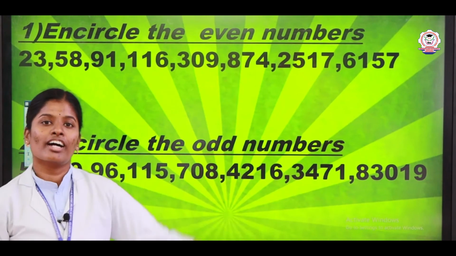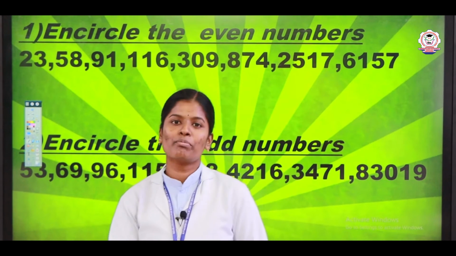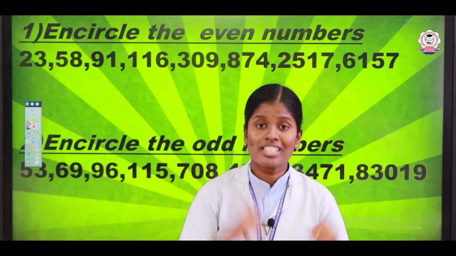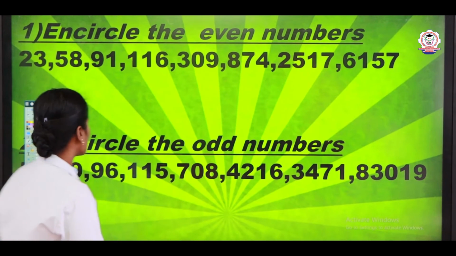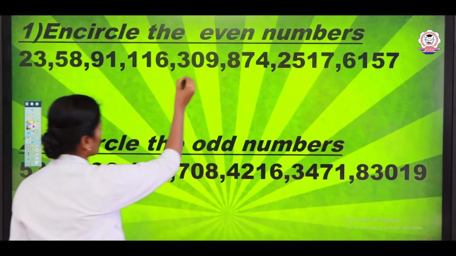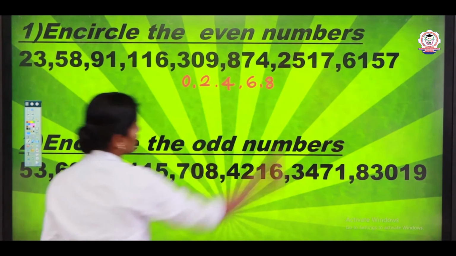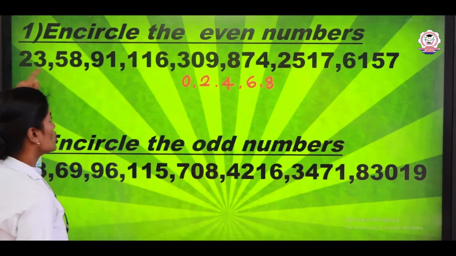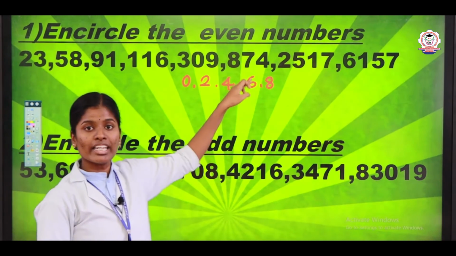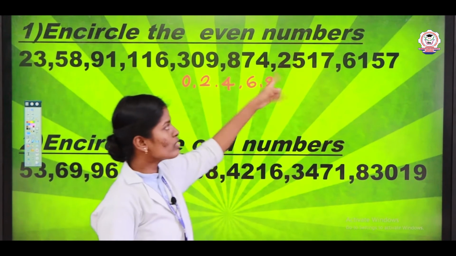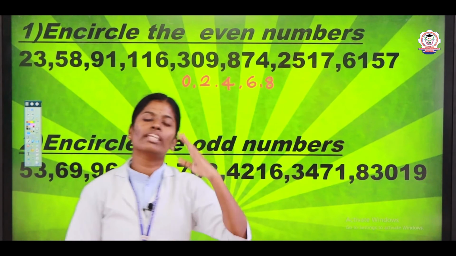Our first question: encircle the even numbers. You all know what even numbers are: the numbers that end with 0, 2, 4, 6, 8. Listen here children, we have some numbers: 23, 58, 91, 116, 309, 874, 2517, 6157. Now we are going to check the ones place value.